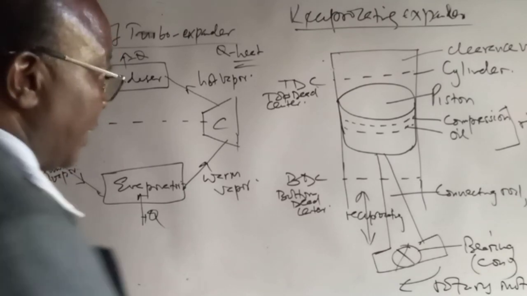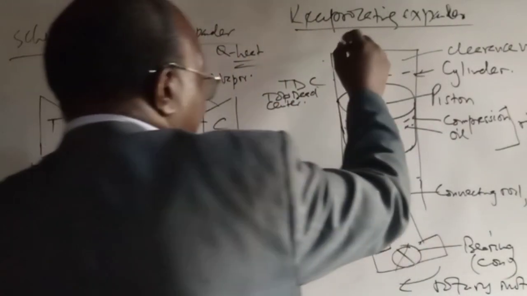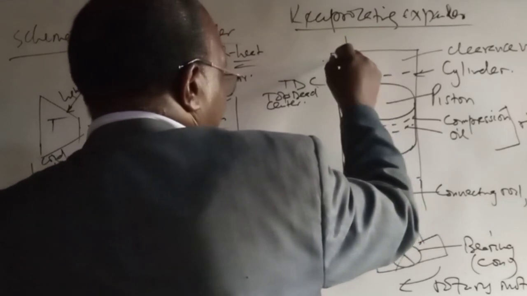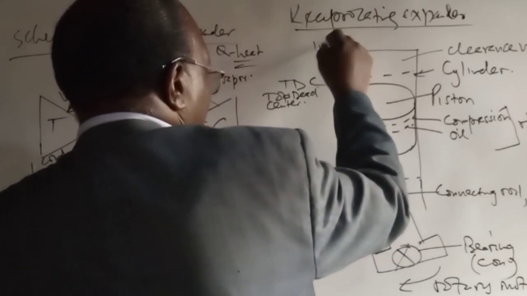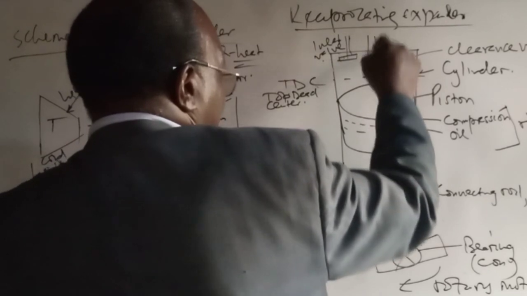So basically, this is the cylinder. So we are there. Now, we have the valve. We have the inlet valve. We have the spark plug.